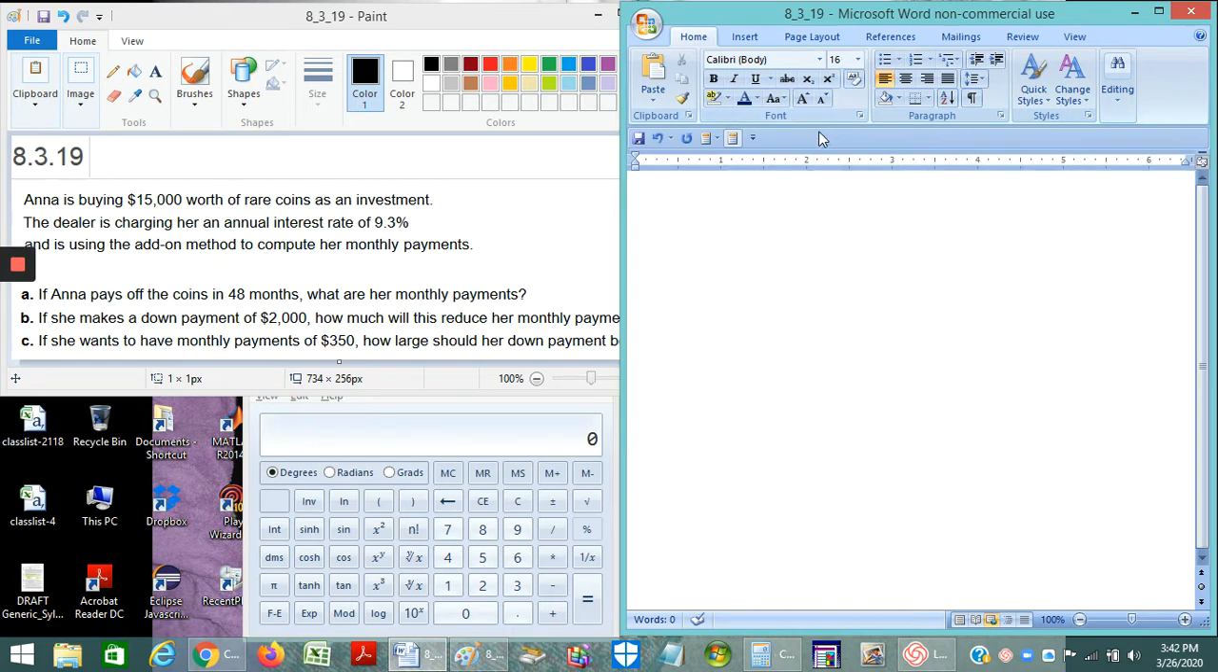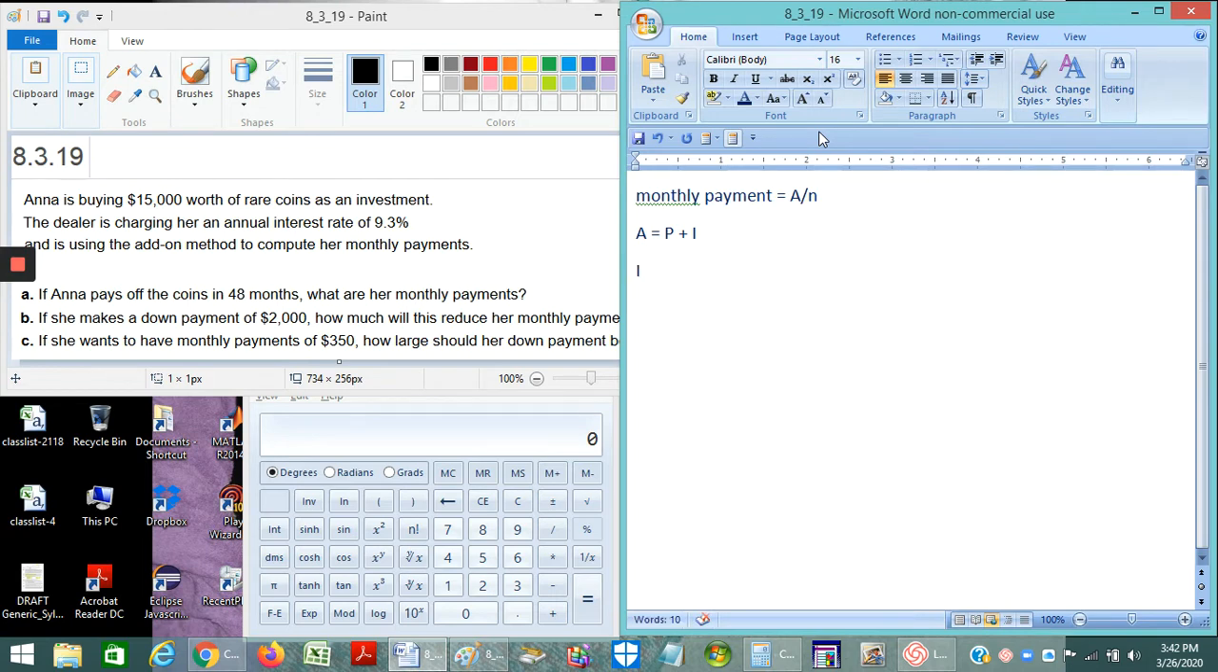All right, let's take a look at part A. We are asked, what are her monthly payments? So monthly payments, that is the future amount, the total that we're paying, divided by the number of months. The future amount A is the principal plus any interest that we're charged to borrow the $15,000 for rare coins.